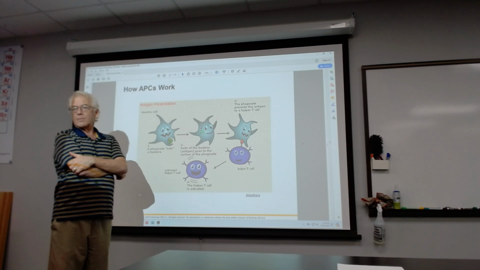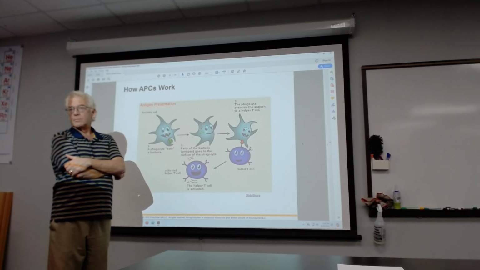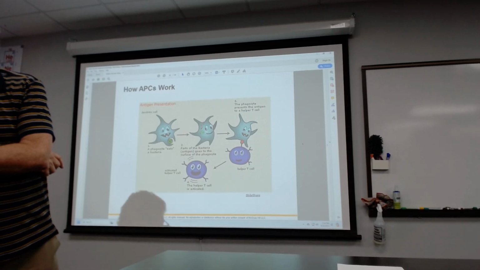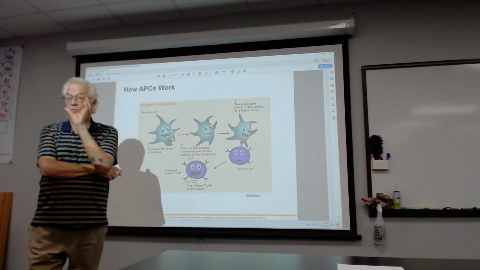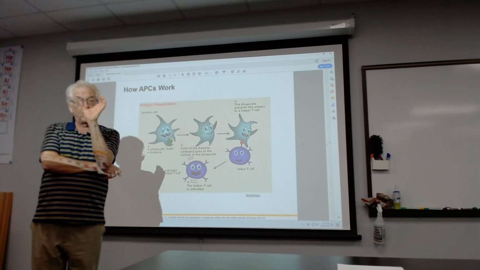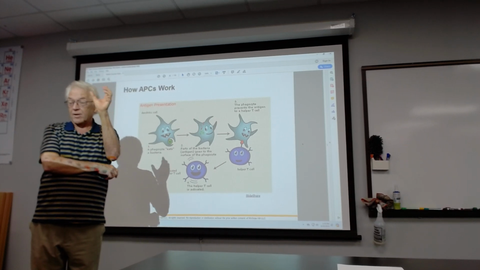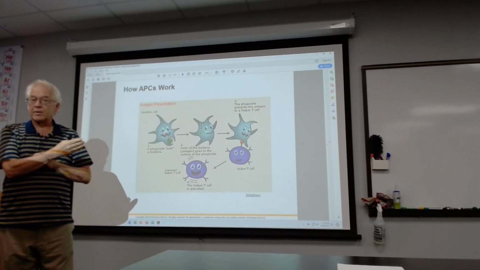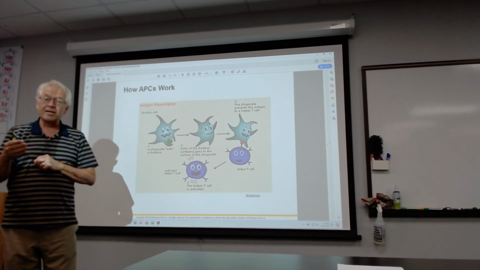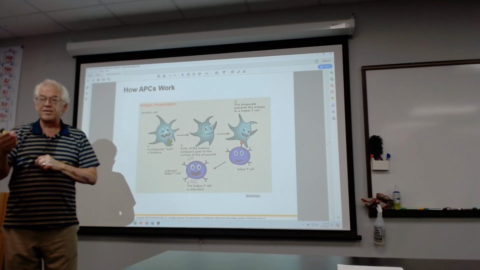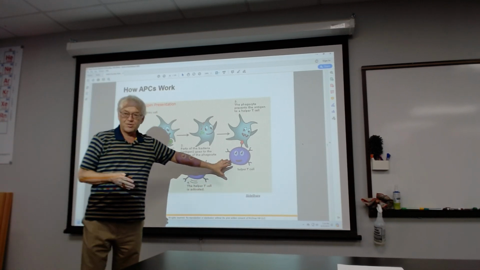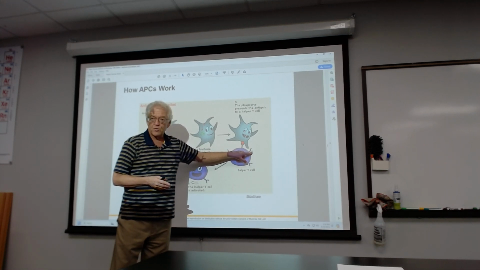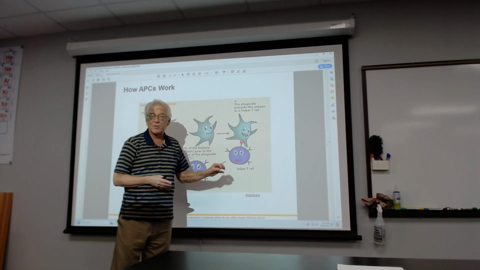Will the helper cells always have the correct receptor? Well, they all have one receptor of one shape. So if this is the one that fits, then yeah, it fits. This guy might have a different receptor. He's not going to be involved in this situation. Okay? So what you're hoping is that genetically you can create 1 billion different T cells with 1 billion different shaped receptors to recognize 1 billion different shaped proteins.